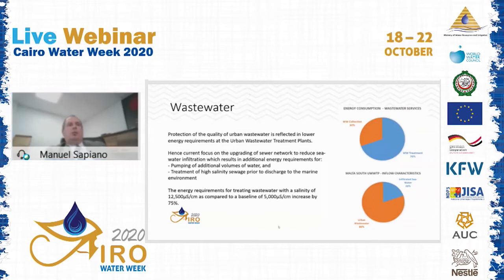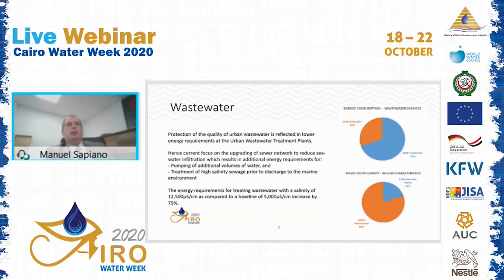What one needs to pay attention to is to try to limit the water flowing in sewers. If we are more efficient in water use, there is less water to treat. In the case of Malta, we have sewers below sea level. If we reduce infiltration of seawater in the sewers, we can also decrease the energy needed.